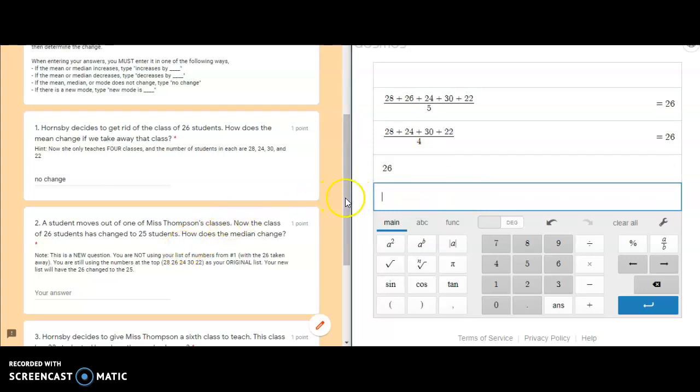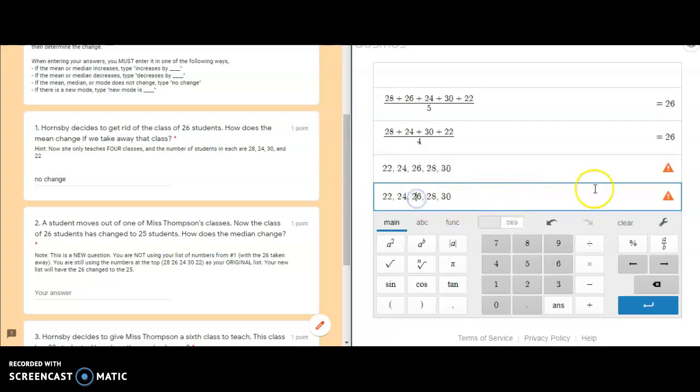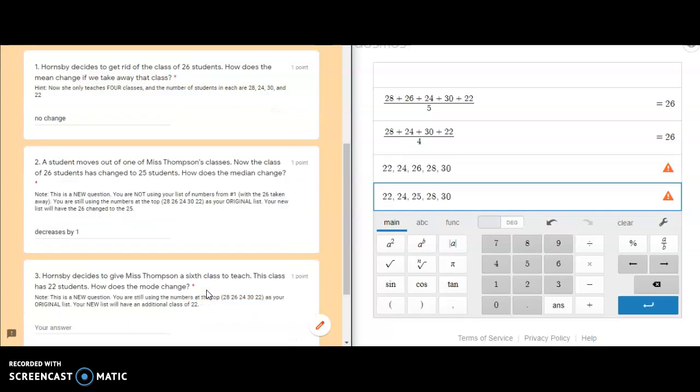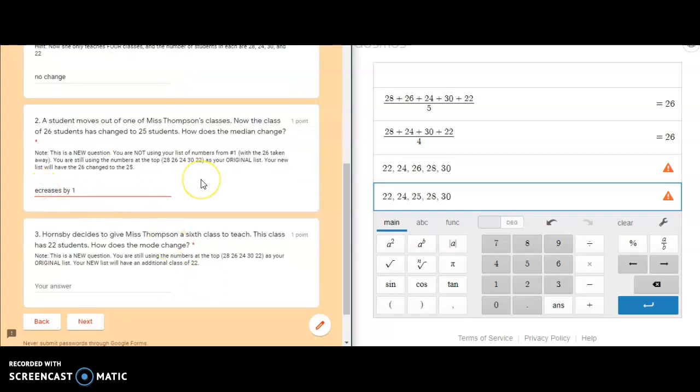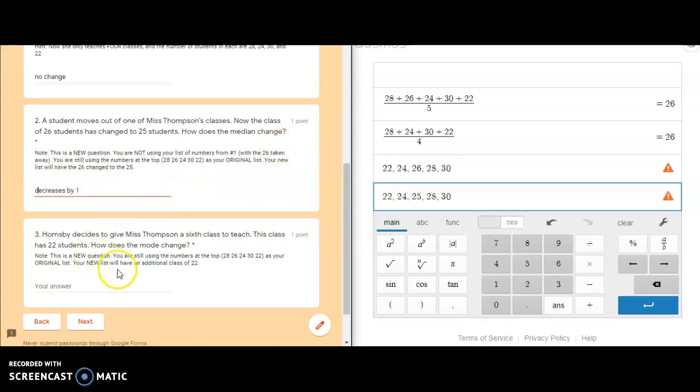Now we're replacing that 26 with the 25. So again, let me pull back up the original set. That was the original set of data. Then we replace that 26 with the 25, and it's still in the middle. So the median went from 26 to 25, so it got smaller. It decreases by 1. And look, there we go. Now you want to be careful because if you capitalize things, it's going to say it's wrong. So make sure you keep things lowercase.